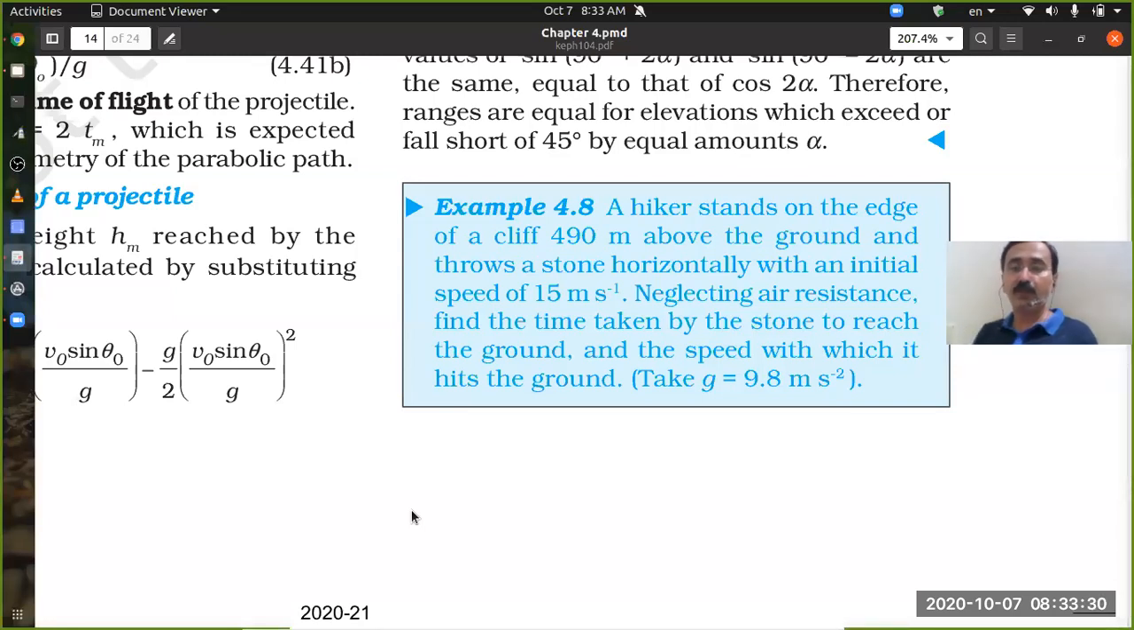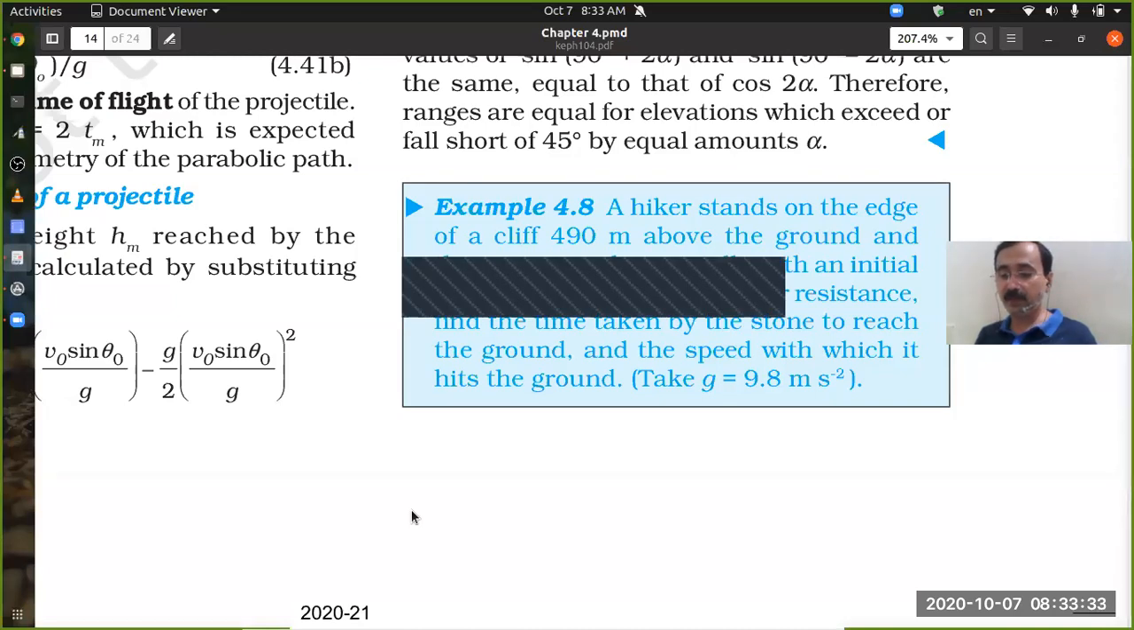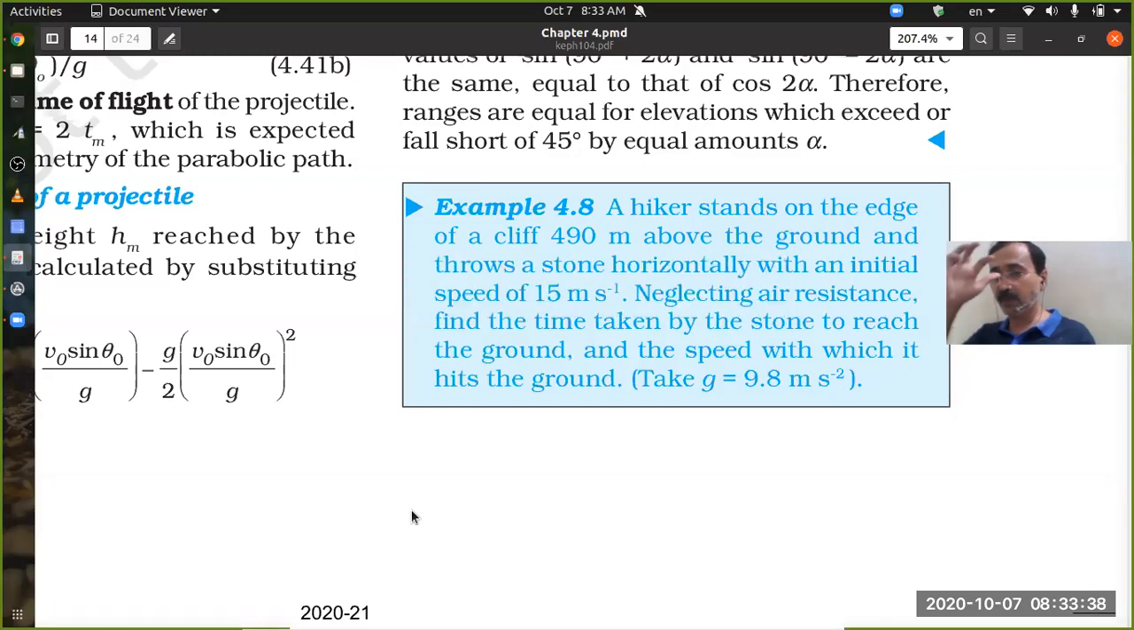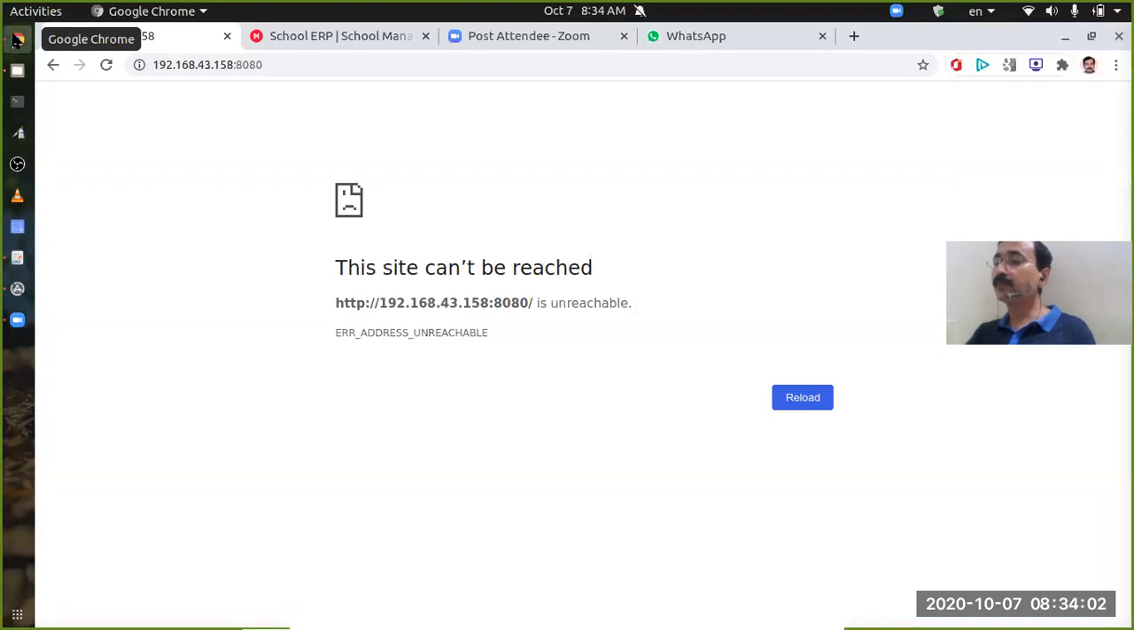Okay. Now, this question is important anyway. You have to understand it very carefully. What kind of motion are we going to study? Is it projectile motion? Yes, sir. Okay, fine. Then what do you have to find ultimately? Time taken by stone. Time taken is what has been asked.